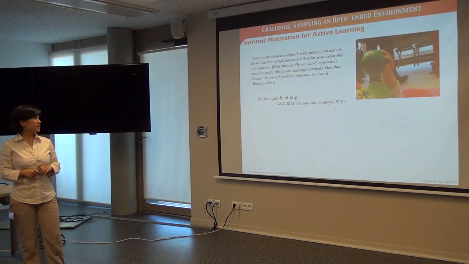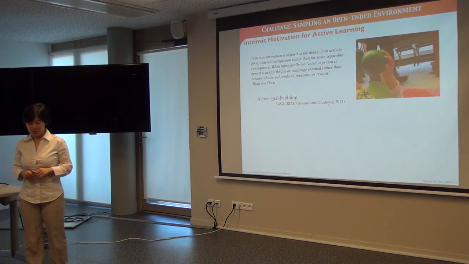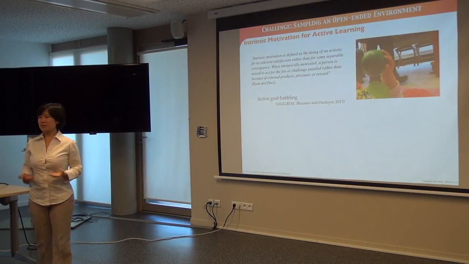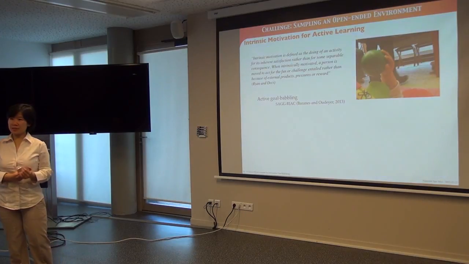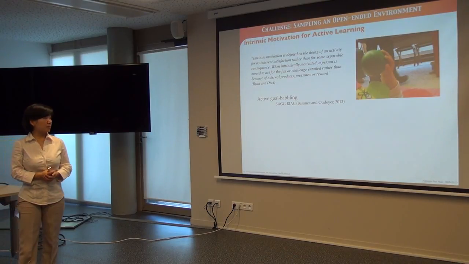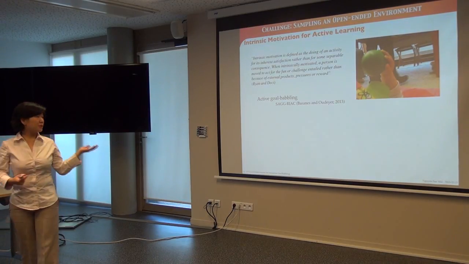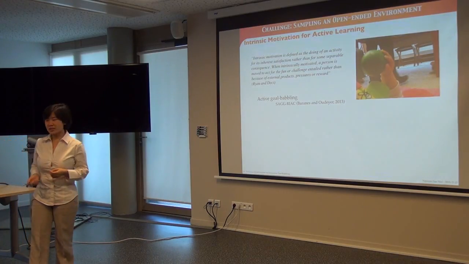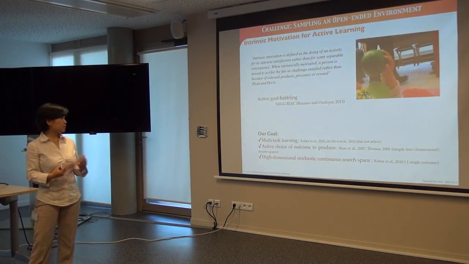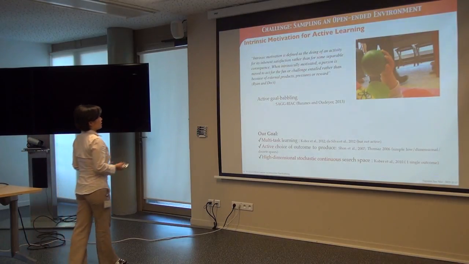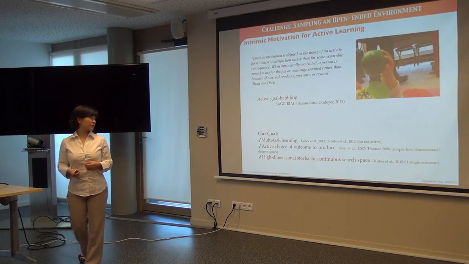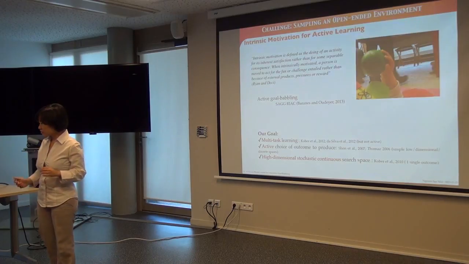When intrinsically motivated, a person is moved to act for the fun or challenge it entails rather than because of external products, pressures, or reward. So this theory, developed first in psychology, has been applied for robot learning with active goal-babbling, which has proved efficient with the development, for instance, of algorithms like SAG-RIAC. So we'd like to use the same principles to build a system to learn multitask, for having active choice of outcome to produce, and to be able to deal with high-dimensional stochastic continuous search spaces.